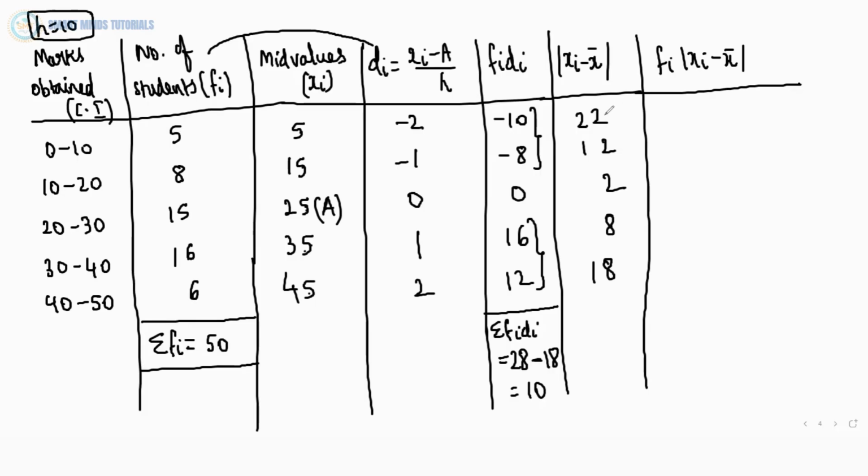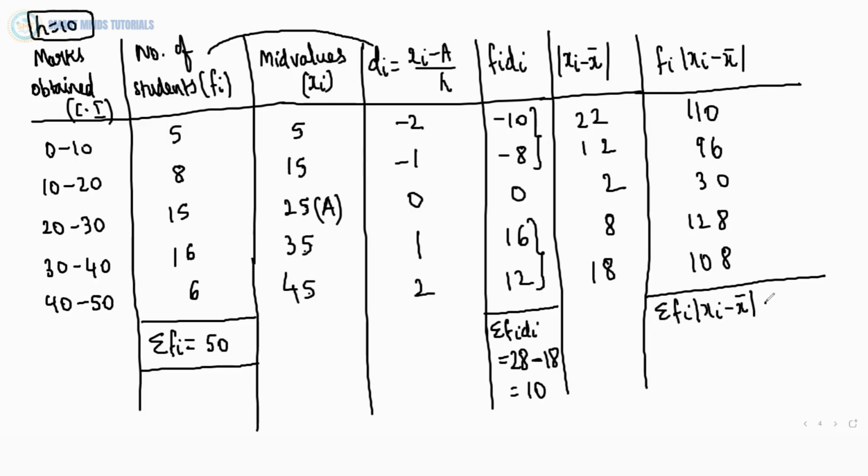So 5 into 22 is 110. 12 into 8 is 96. 15 into 2 is 30. 16 into 8 is 128. 6 into 18 is 108. Now we need to add this column, sigma fi mod xi minus x bar. If you add this, you get 472.